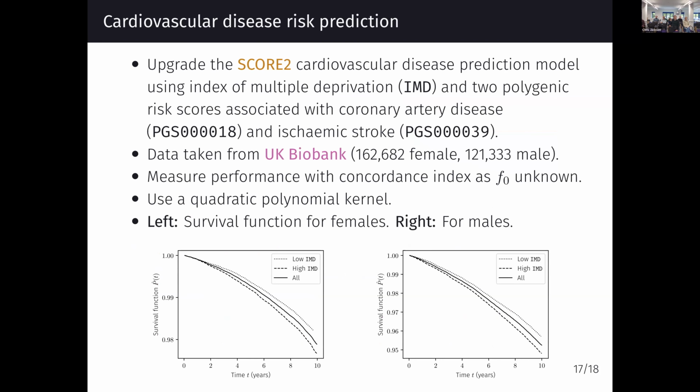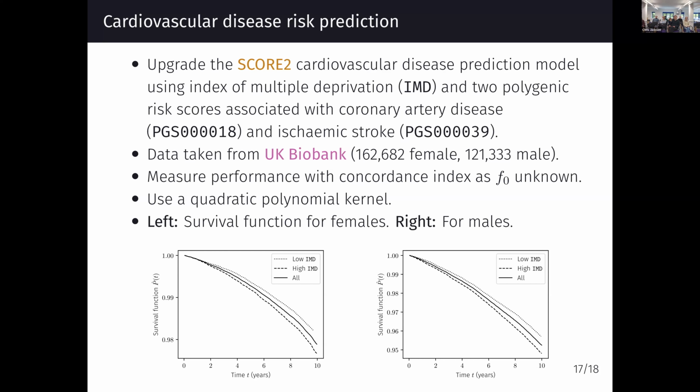Okay, so finally, we applied this to the SCORE2 model that I've been talking about as a motivation. We basically made two upgrades to the SCORE2 model. The first one is adding a few features to it. Firstly, there's this IMD feature, the index of multiple deprivation, which is a social deprivation score. And secondly, we have two PGS scores taken from the polygenic risk score catalog, which are known to be associated with coronary artery disease and ischemic stroke.